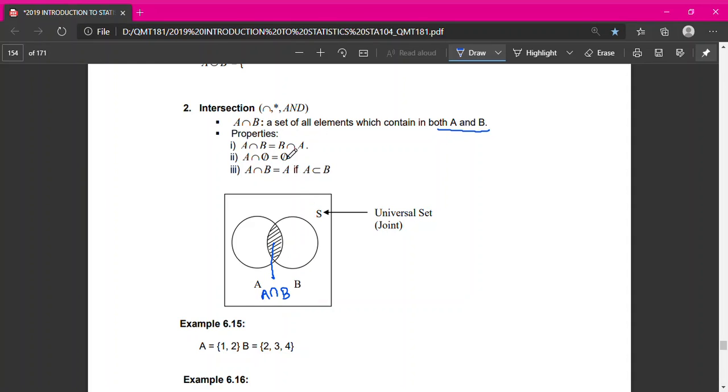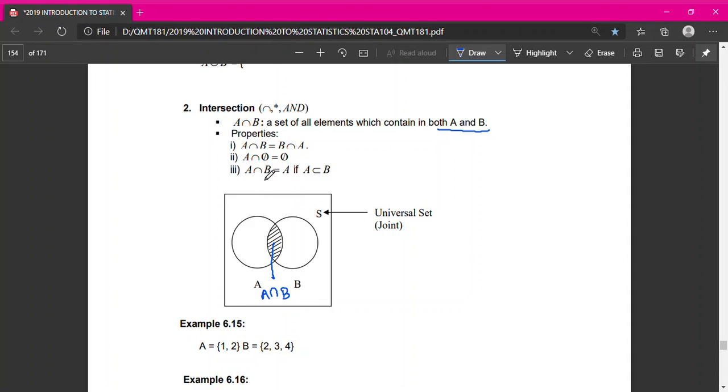Okay, so dia punya properties adalah A intersect B equal to B intersect A, sama saja. A intersect dengan null set will be the null set sebab dia multiply. Okay, tak ada, maksudnya tak ada. Bila kita nak any event intersect dengan null set, tak ada yang intersect. Tak ada value yang intersect.